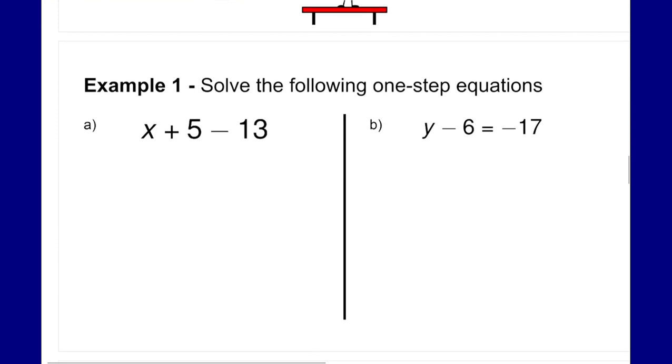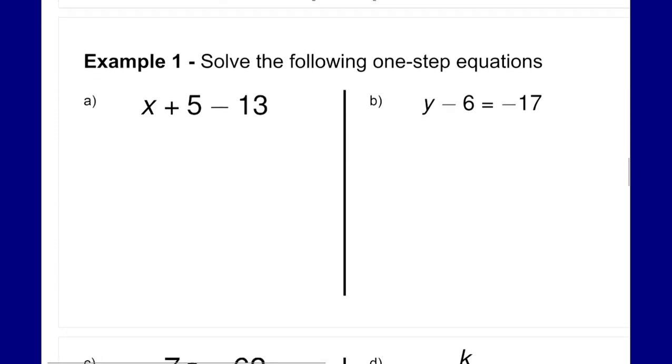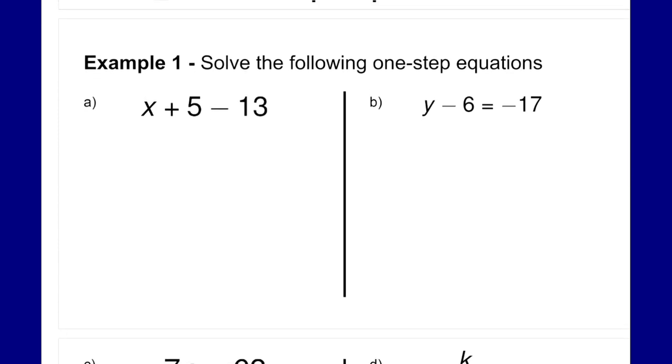So let's look at the following one-step equations. x plus 5 equals 13. This is a one-step equation, and it's called that because there's only one step that we need to do to solve it. Now you could look at this and say, okay, something plus 5 equals 13. Oh, I know what it is. And write down the answer, which is fine for one-step equations.